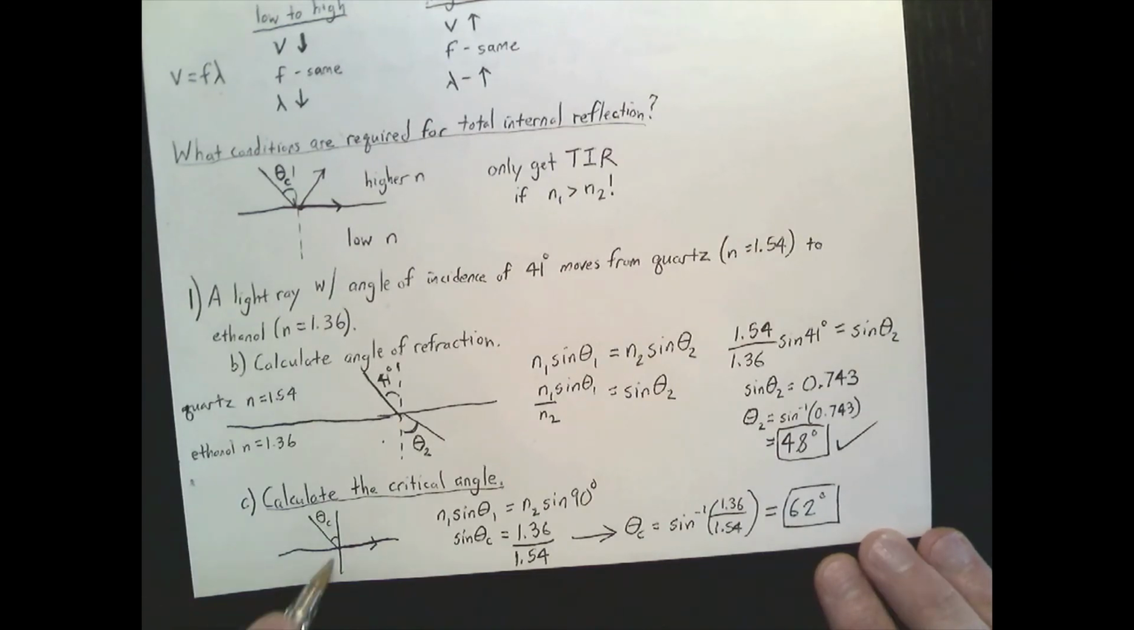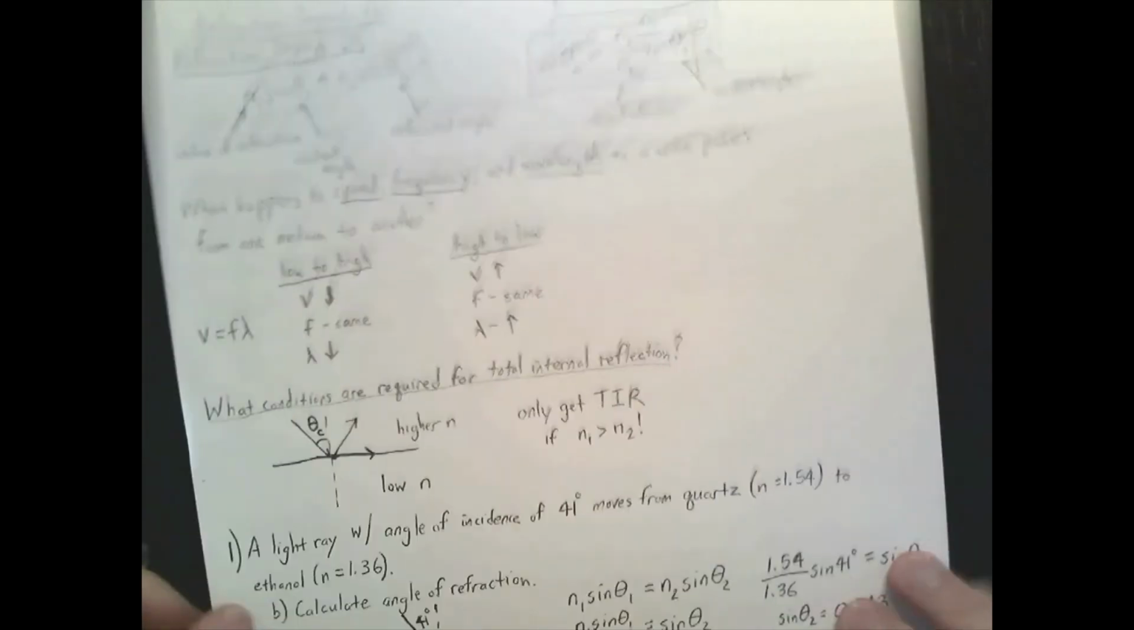So if the light enters this interface at 62 degrees or larger, none of the light will exit and will all be trapped inside the quartz crystals. All right, moving on.